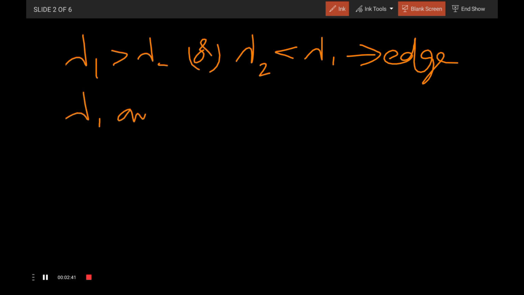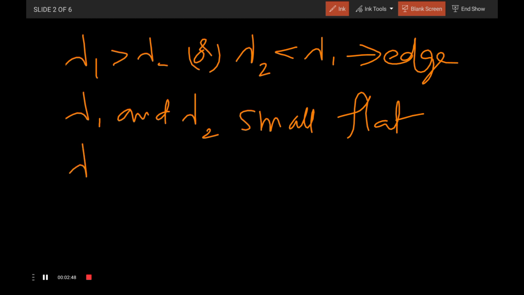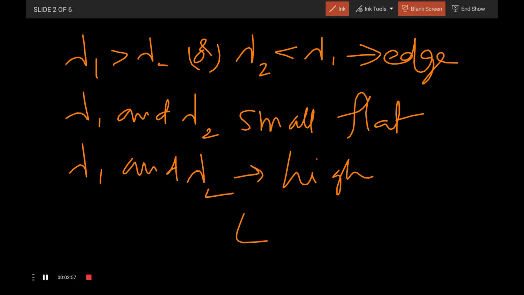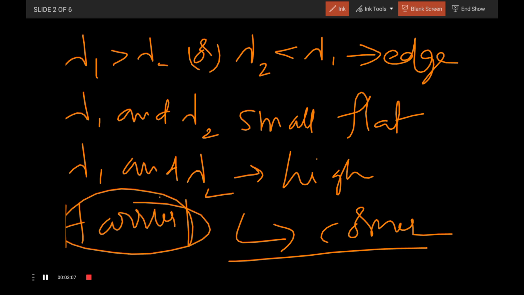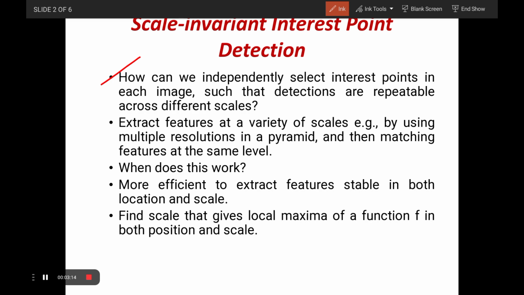Suppose lambda 1 and lambda 2 values are small, it represents a flat region in the corresponding image. Suppose lambda 1 and lambda 2 are high, it represents high variations in multiple directions, so it is a corner. So this is just a brief introduction about the Harris corner. By using Harris corner detection methods, we can identify the corresponding edges or anything else present in the images. So coming to the next one.